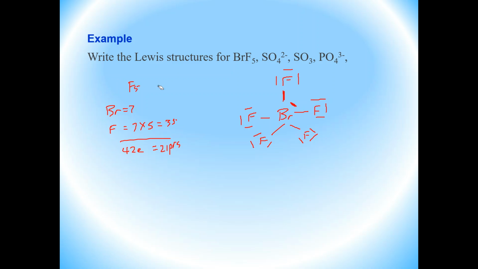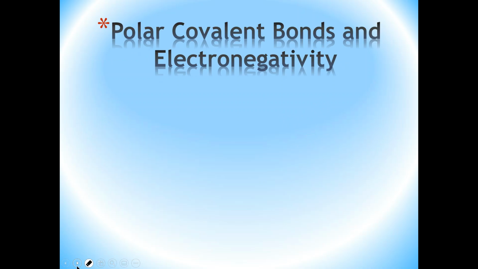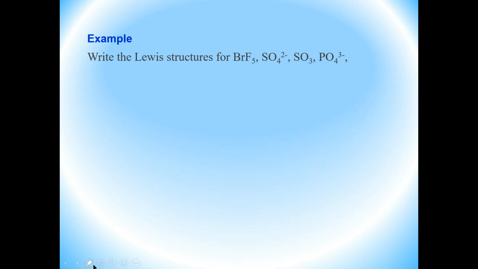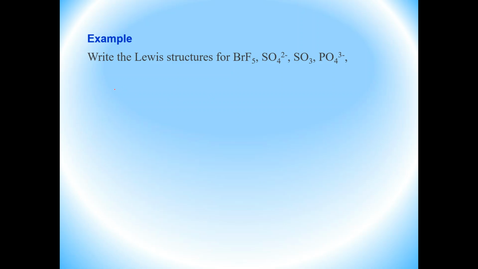Okay. Let me move on now to another example. Let me erase all this here and move on to the next example, which is the sulfate ion. And we do like we did before. This time it's a polyatomic ion. So if you remember what we said, we have to add electrons for every charge. But before we get to that, let me start off with the sulfate ion.